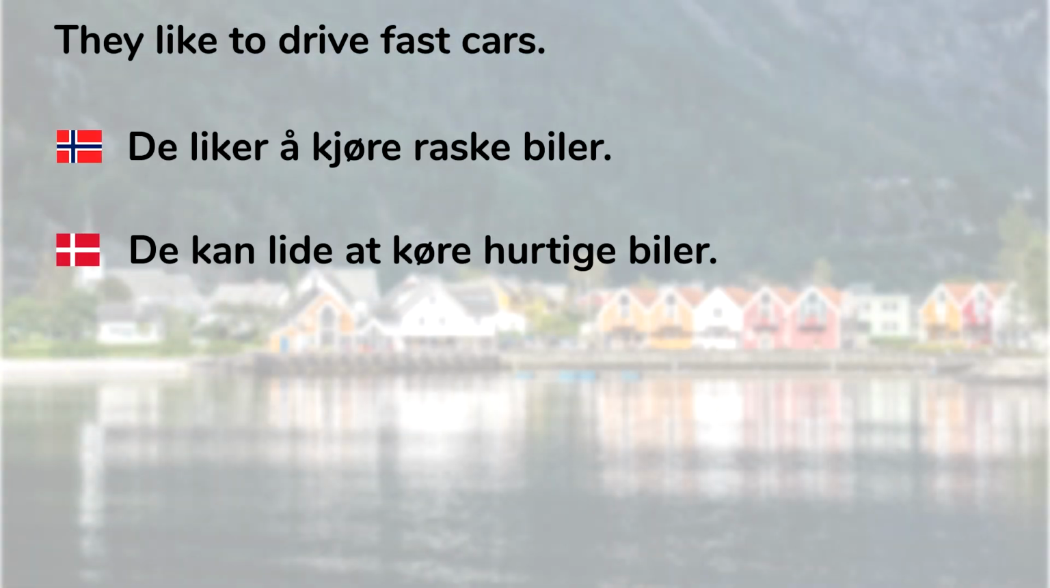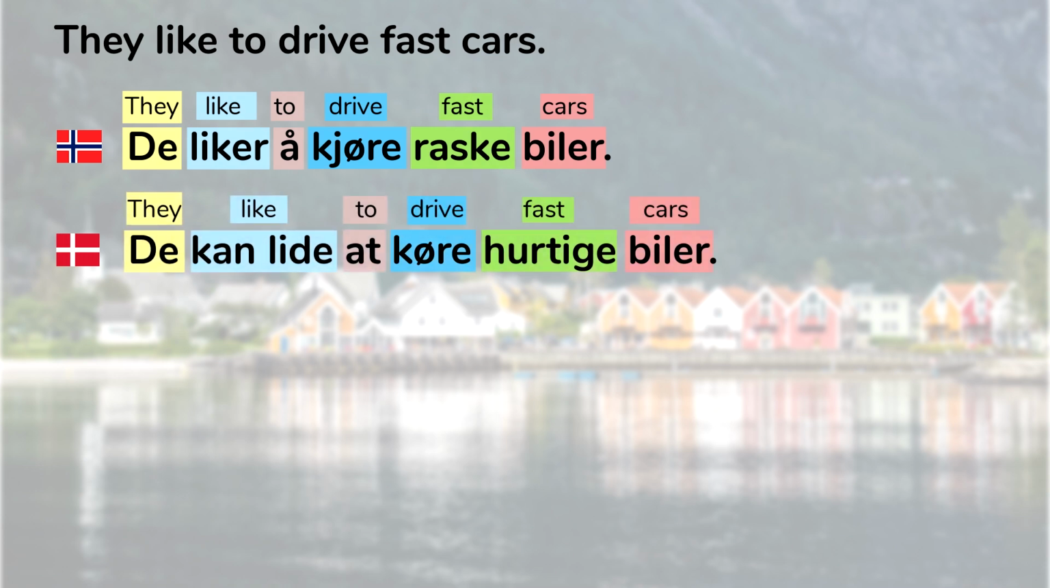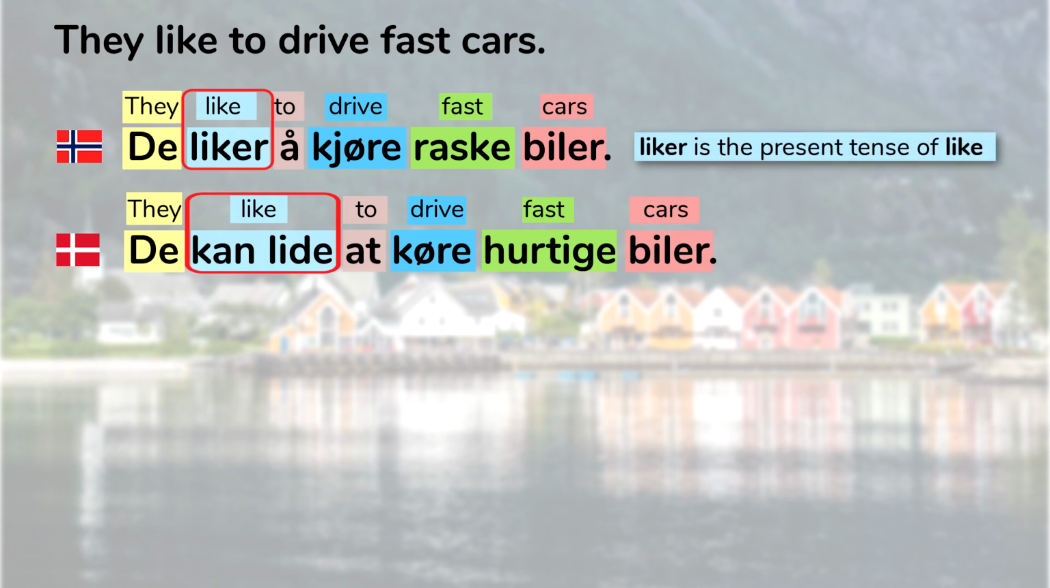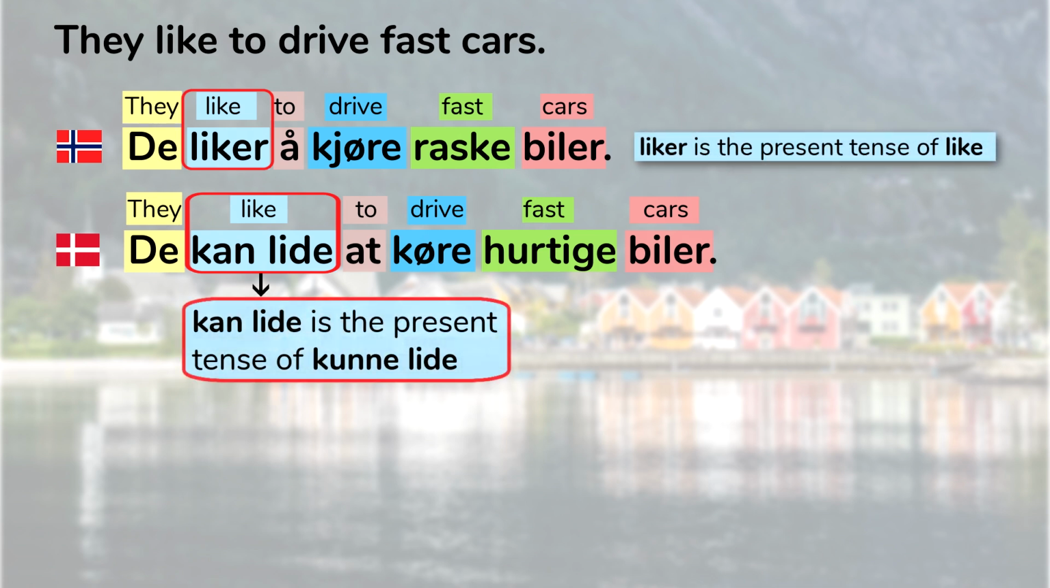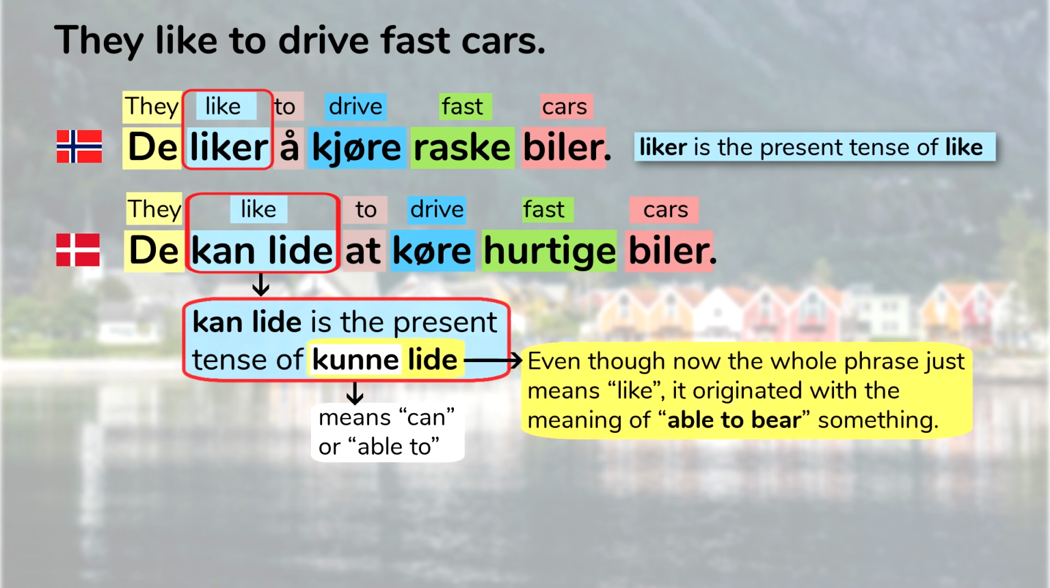Another sentence meaning they like to drive fast cars, in Norwegian, De liker å kjøre raske biler, and in Danish, De kan lide at køre hurtige biler. First, notice the different ways of expressing like in the two languages. In Norwegian, there's like. In Danish, like is expressed with the phrase kunne lide. Why does it include kunne, which means can or able to? Well, even though now the whole phrase just means like, it originated with the meaning of able to bear something, meaning you're able to handle it or deal with it, like it's not too bad.